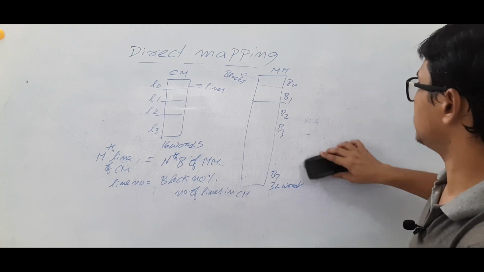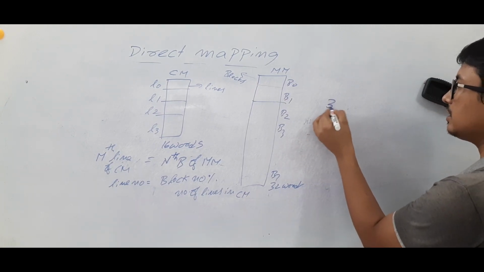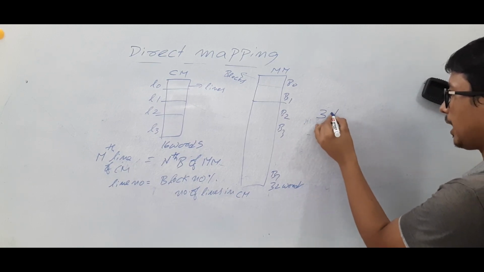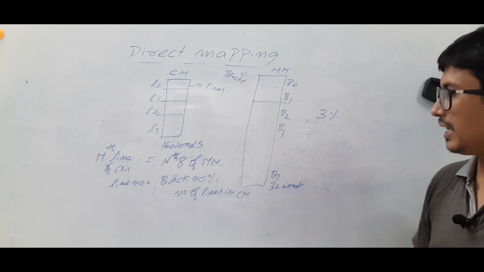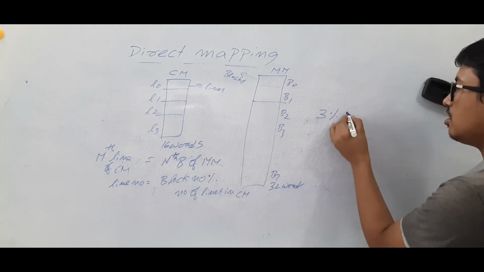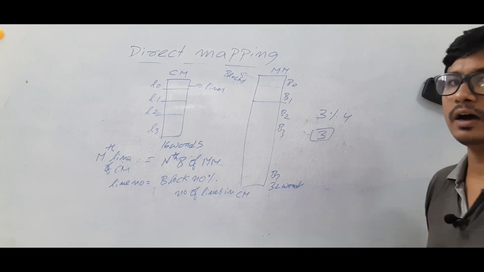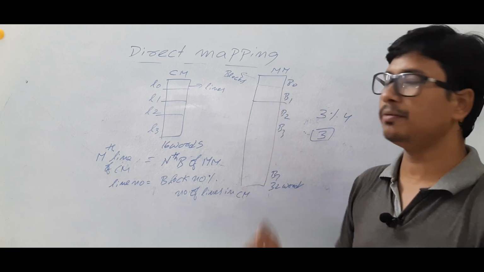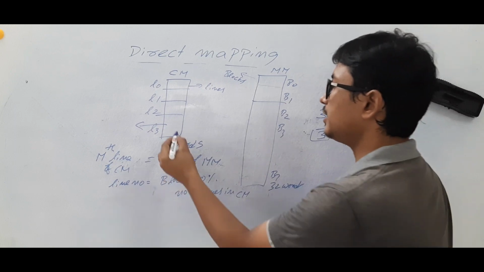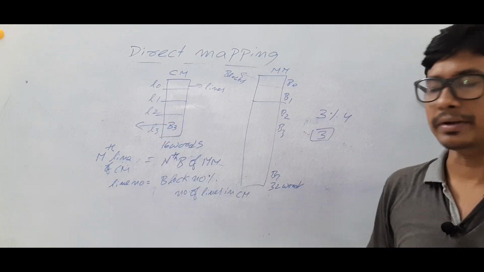Let me discuss with an example. I need to keep block number 3 of the main memory. Block number modulus number of lines in the cache memory; the number of lines is 4. So 3 modulus 4 is 3. So you need to keep block number 3 of the main memory in line number 3 in the cache memory.